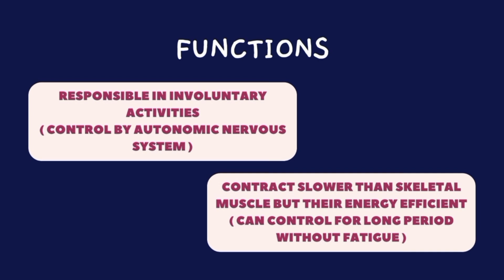One is responsibility for involuntary activities, which are controlled by the autonomic nervous system. Second, smooth muscle contracts slower than skeletal muscle, but it is energy efficient, which means it can contract for a long period without fatigue.